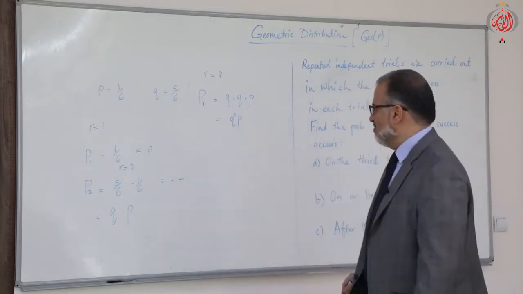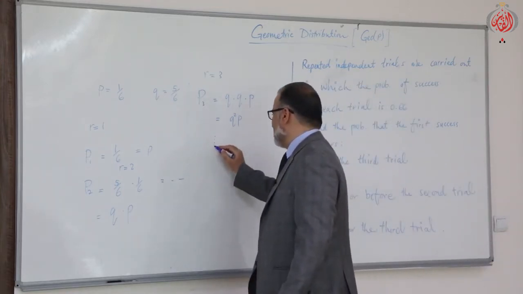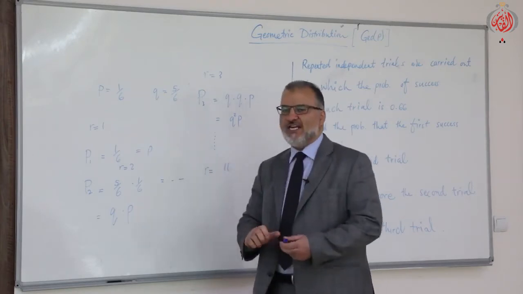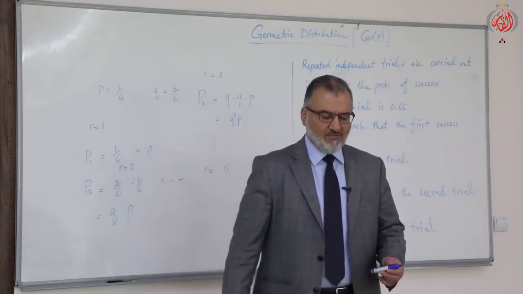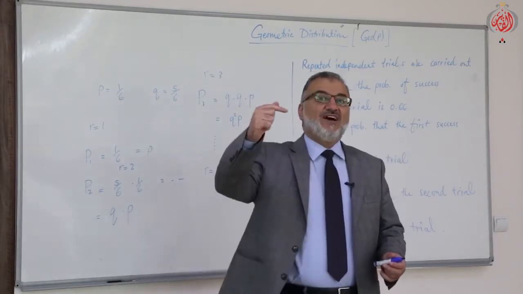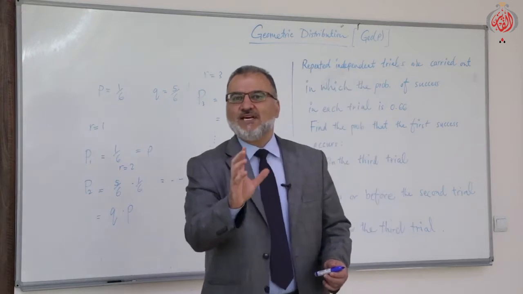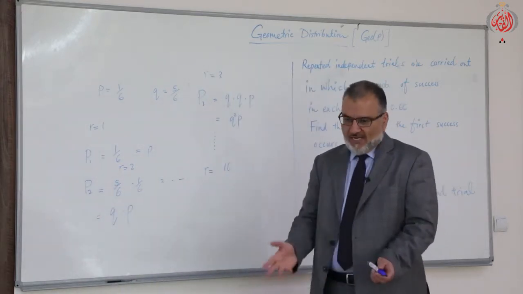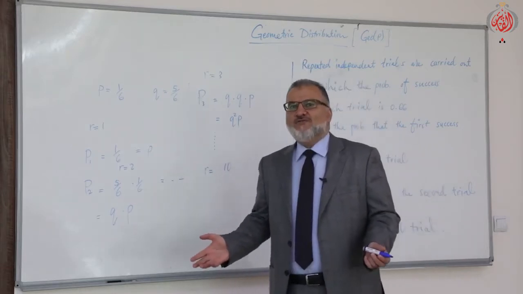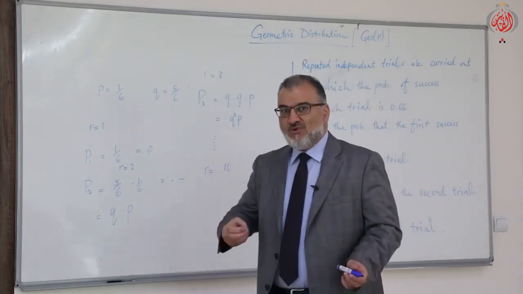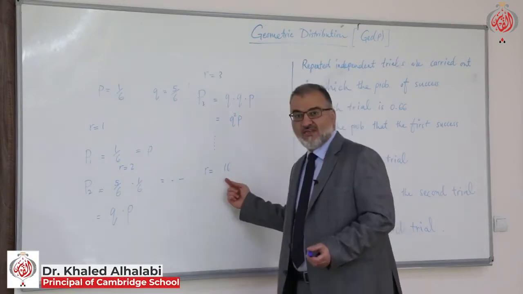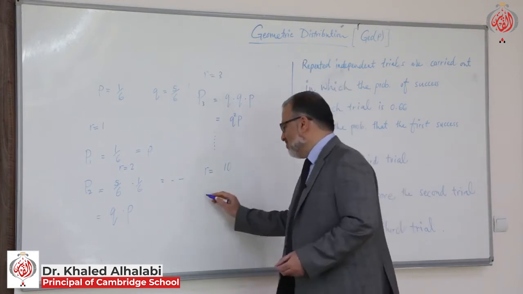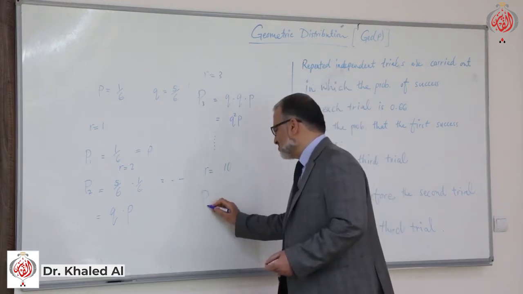If we continue, what do you think now? If R is, let's say, 10, I'm rolling a die, I'm rolling a die, I'm rolling a die, then we find that the first 4 appears in the 10th roll. I don't know when 4 will appear, but we find that it is in the 10th roll, the first time for 4 to appear. So what would be the probability in this case?